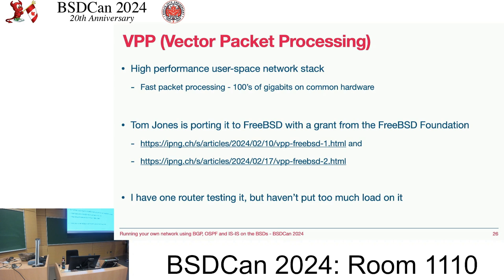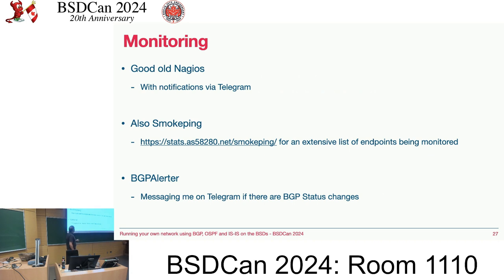But now, starting November 23, there is a porting effort for VPP on FreeBSD. It's sponsored by the FreeBSD Foundation. Even Pim, my neighbor, wrote about it. He tested it, found some issues, and has been talking to Tom Jones about that. I have one router testing it, but I still haven't put too much load on it, because I don't have the super infrastructure that my neighbor has for doing all the testing. He has a setup where you can just plug in two cables and test the whole infrastructure, always ready to run. So this would probably change the way I do things the moment it hits the FreeBSD repository fully, because VPP also includes a NAT64 daemon. So you could do NAT64 directly in there. Now, monitoring. I use good old Nagios.